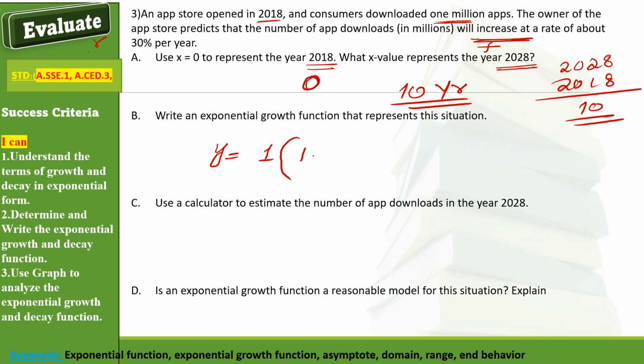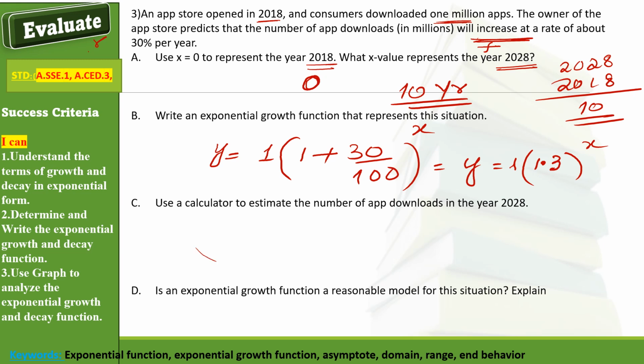Then 1, it's a growth function, plus r is 30%, which means 30 over 100, whole to the power of x. Okay, y equals 1.30 whole to the power of x. Use a calculator to estimate the number of apps downloaded in the year 2028, which means that you replace x by 10 and use the calculator to get the answer.